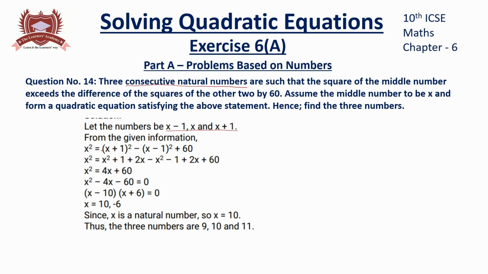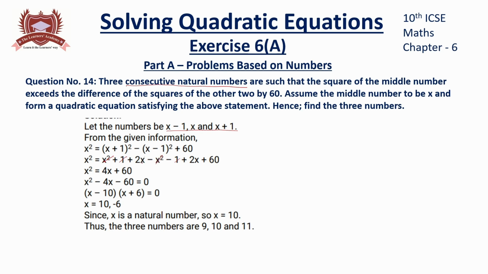So from the given equation we have x square is equal to, x square is my central number. It is equal to the difference of the squares. So it is x plus 1 square minus x minus 1 square plus 60. So it gives me x square plus 1 plus 2x. ये इसका आ गया. Minus x square plus 1 minus 2x, क्योंकि इधर साइन रेसिप्रोकल चेंज हो जाएंगे because there is a minus sign outside. Plus 60.